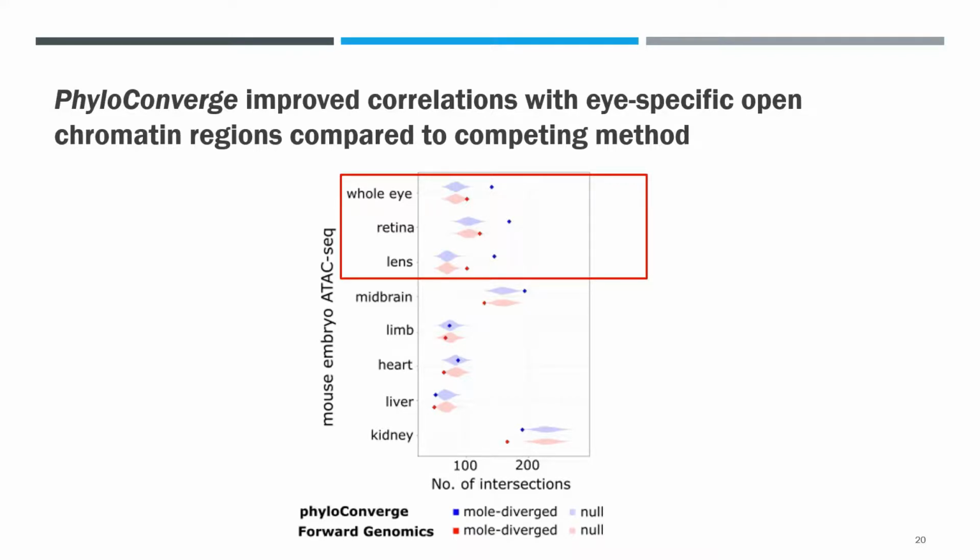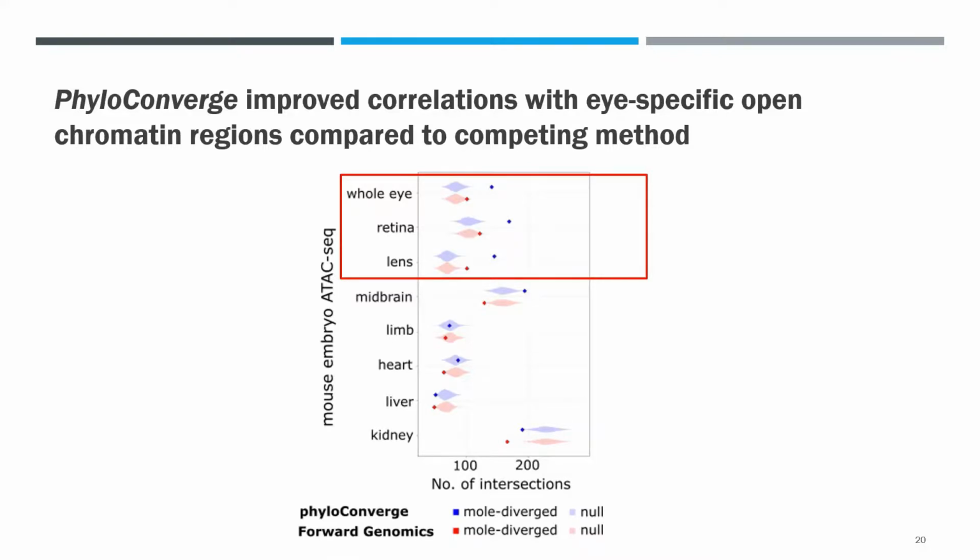And we also note that the mole-diverged CNEs identified by phyloConverge show a stronger signal compared to a competitive method called forward genomics, which was previously used by Roscito and colleagues. And we also tested a bunch of control tissues for which we don't expect to see enrichment. And in fact, that is the case that we see over here. And so based on this, we can conclude that phyloConverge seems to be working pretty well.